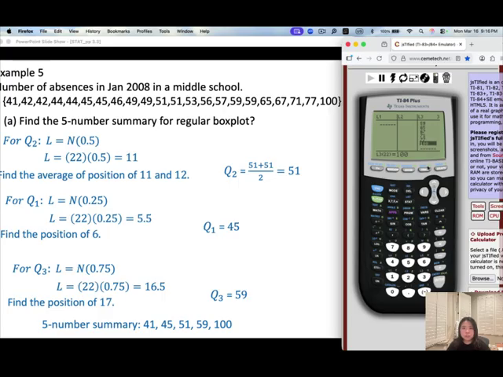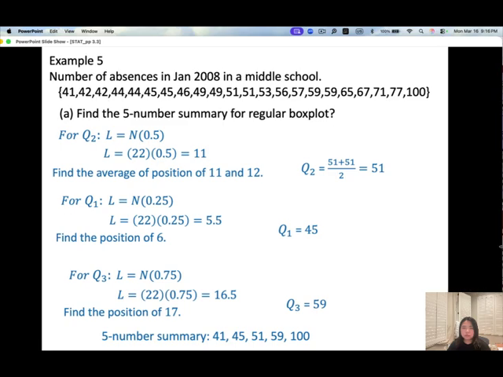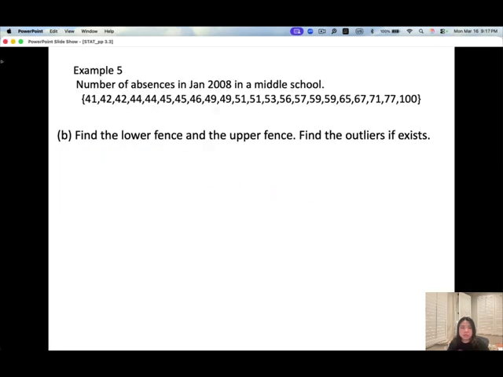Okay, you do have 22 data. So click on the stat, calc, number 1. And then second 3 for L3, calculate. So scroll down, you're going to find the 5-number summary: 41, 45, 51, 59, and 100. So this is good.